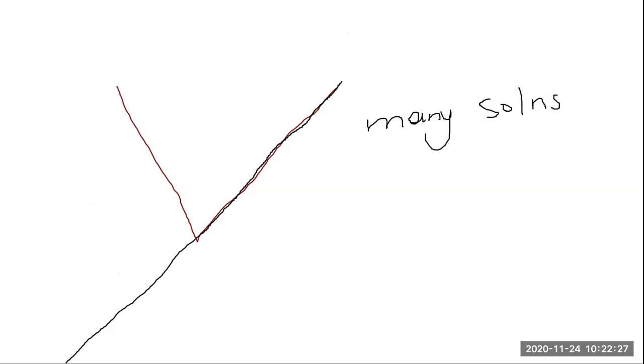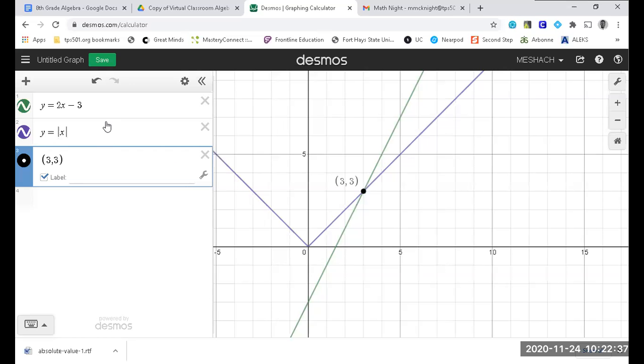Let me pull back up our Desmos. And there's the question we were doing. We have the linear equation y equals 2x minus 3, which is that green line. And then we have the absolute value function, which is y equals absolute value of x. That gives us that V right there, and where both functions intersect, that's the solution.